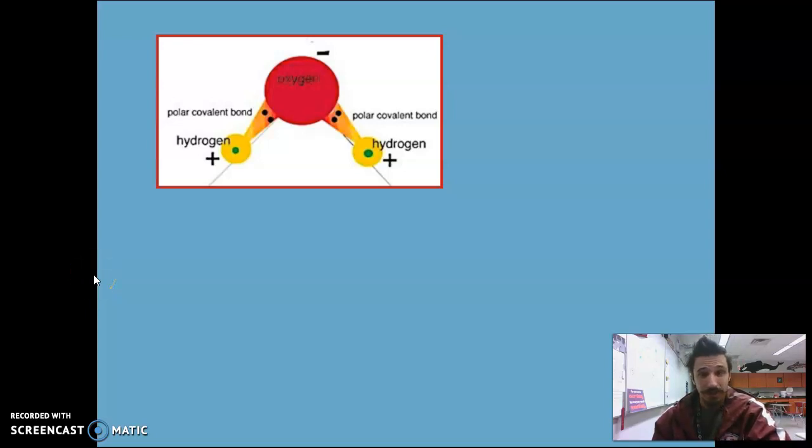Ladies and gentlemen, now that we've talked about polar molecules, you see I have on my screen for you our best example of a polar molecule. A molecule, which again is two or more atoms bound together by a covalent bond. We have our perfect example of a polar molecule here in the form of water, where it has a negative end at the oxygen and a positive end at the two hydrogens.